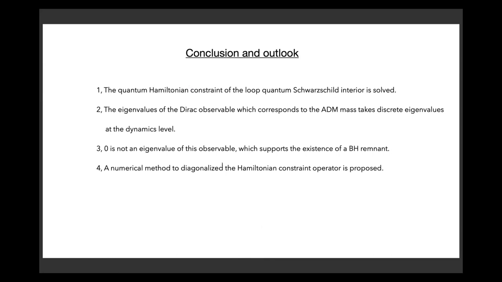Finally, let me summarize my work. In our work, we solve the quantum Hamiltonian constraint of the loop quantum Schwarzschild interior. The eigenvalues of the Dirac observable, which corresponds to the ADM mass, take discrete eigenvalues at the dynamical level. Moreover, zero is not an eigenvalue of this observable, which supports the existence of a black hole remnant. Also, a numerical method to diagonalize the Hamiltonian constraint operator is proposed. And I think with this method, we can do more than this.